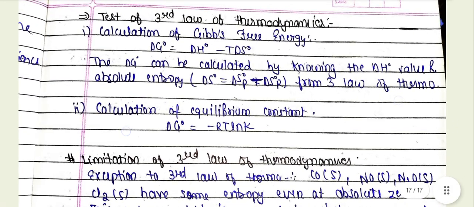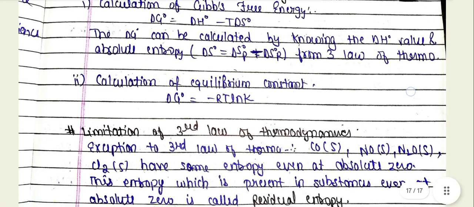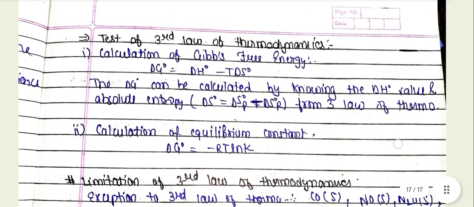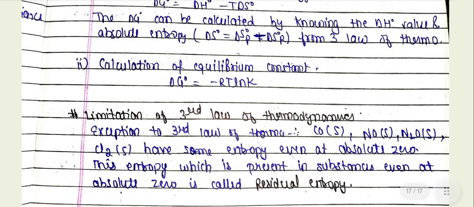Test of third law of thermodynamics. Calculation of Gibbs free energy: delta G naught is equal to delta H naught minus T delta S naught. The delta G naught can be calculated by knowing the delta H naught value and the absolute entropy from the third law of thermodynamics. Calculation of equilibrium constant: delta G naught will be equal to minus RT log K.